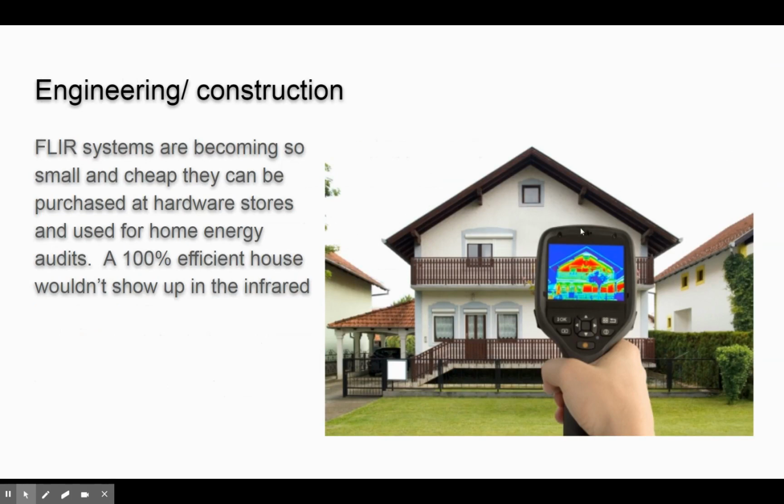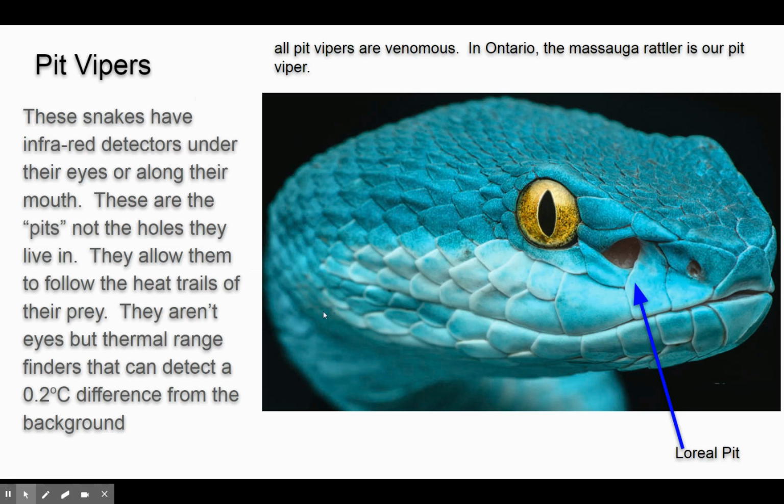This is a standard, you can buy them at Canadian Tire now, a FLIR camera aimed at the house. And you can see in the picture, there's a lot of red up near this window. And so you're seeing heat escaping there. And you can use this to improve your house. If the house is 100% efficient, it wouldn't show up on the infrared camera.